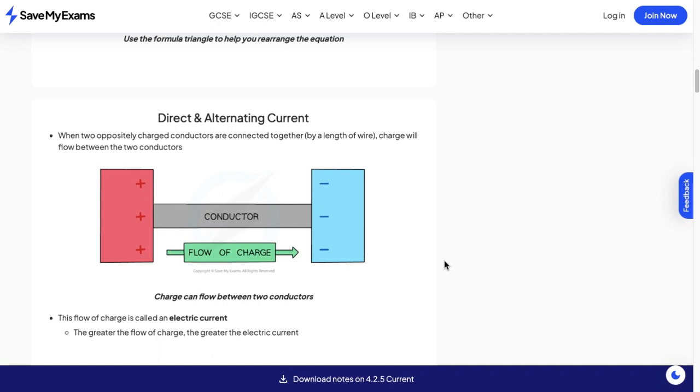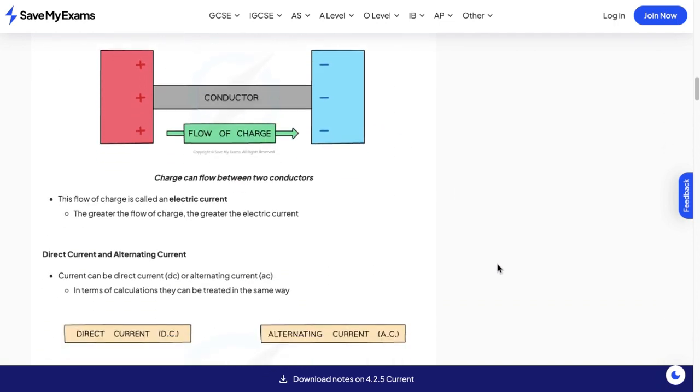When two oppositely charged conductors are connected together by a length of wire, charge will flow between the two conductors, right? So if I have a plate with a positive charge and another plate with a negative charge, but I use a connecting wire, a conductor, to connect these two plates, what will happen? Charge will flow between these two plates. So there will be flow of charge.